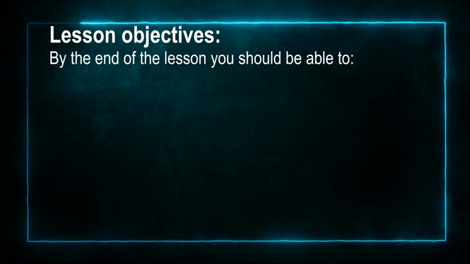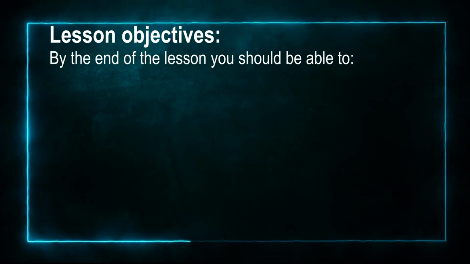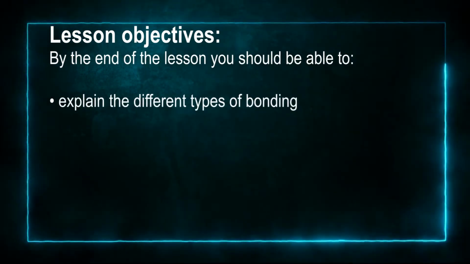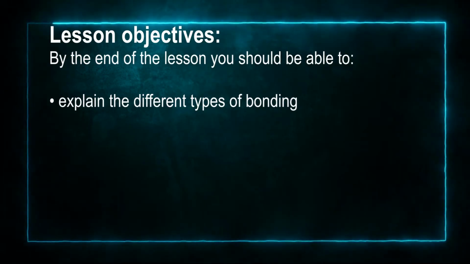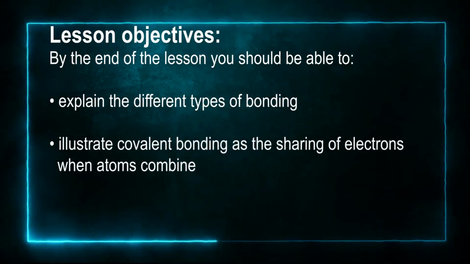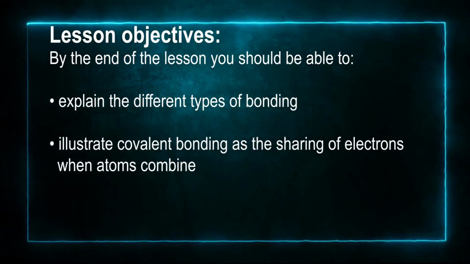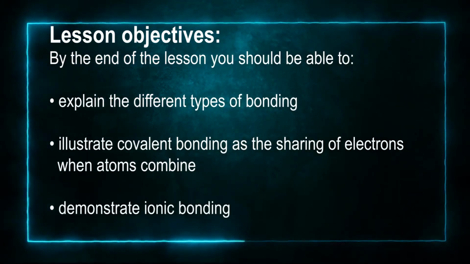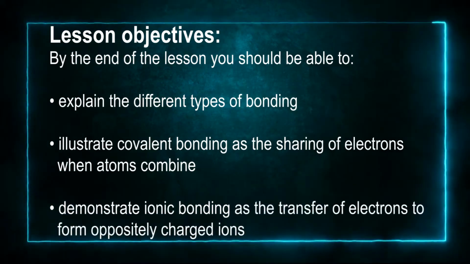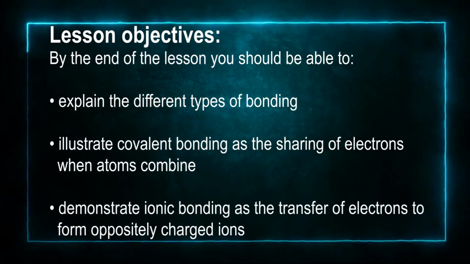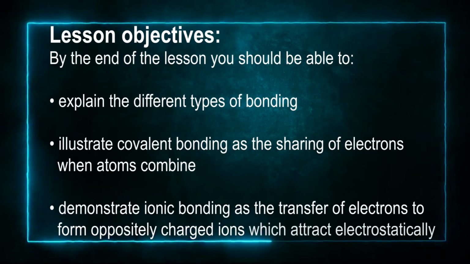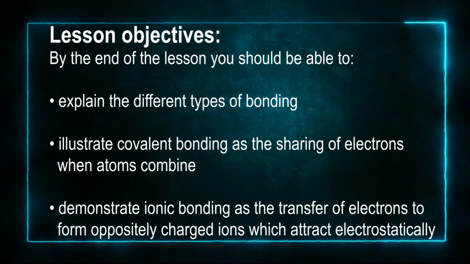By the end of today's lesson, you should be able to explain the different types of bonding, illustrate covalent bonding as the sharing of electrons when atoms combine. Demonstrate ionic bonding as the transfer of electrons to form oppositely charged ions which attract electrostatically. Now that you have seen the lesson objectives, let's start with the lesson.